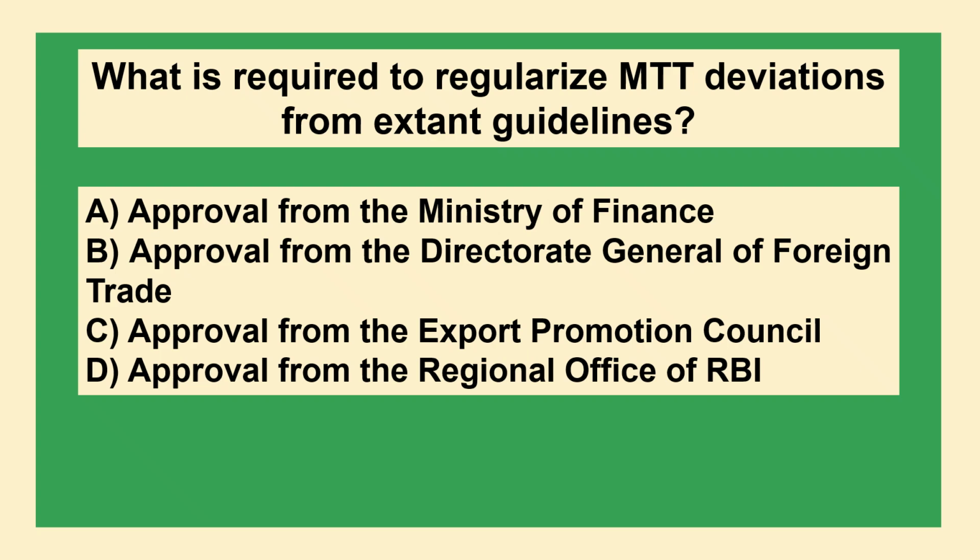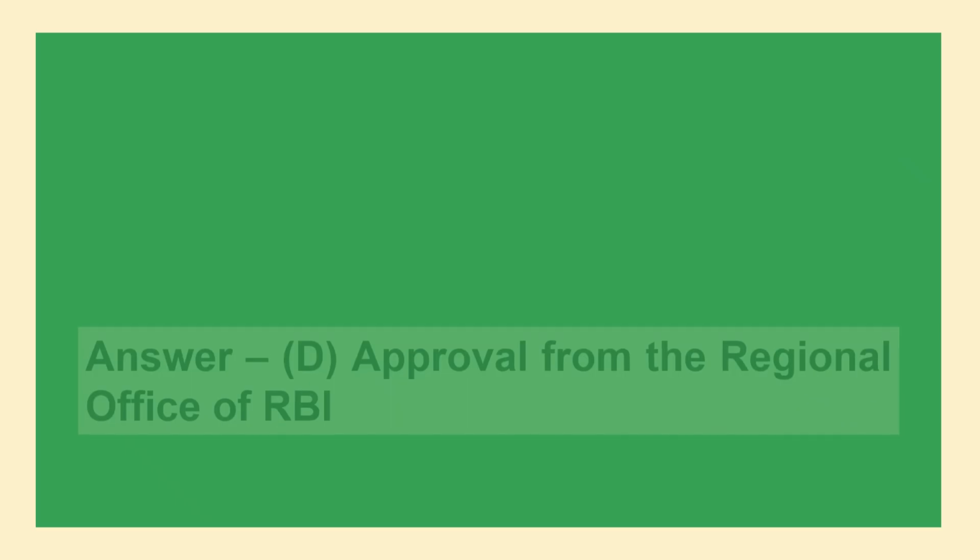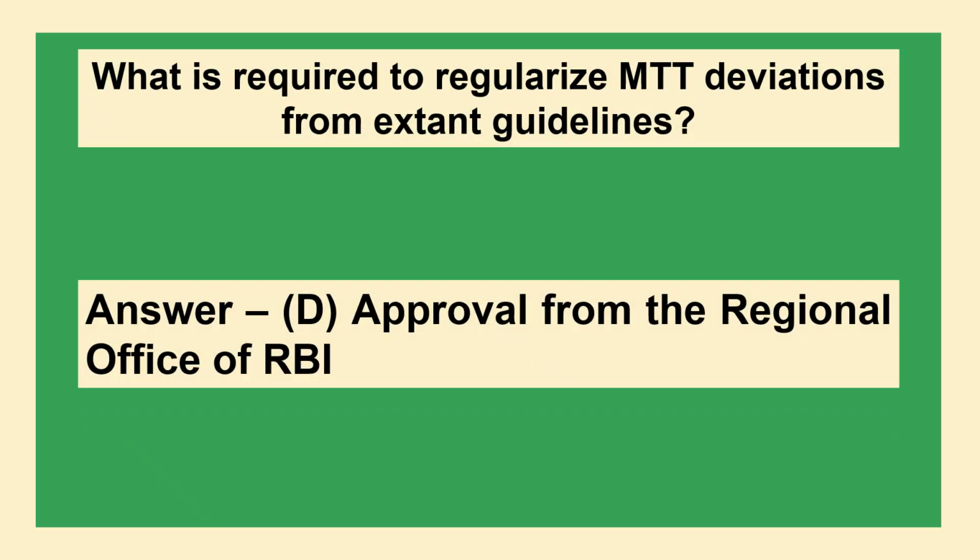What is required to regularize MTT deviations from extant guidelines? Option A, approval from the Ministry of Finance. Option B, approval from the Directorate General of Foreign Trade. Option C, approval from the Export Promotion Council. Option D, approval from the Regional Office of RBI. The answer is option D, approval from the regional office of RBI.